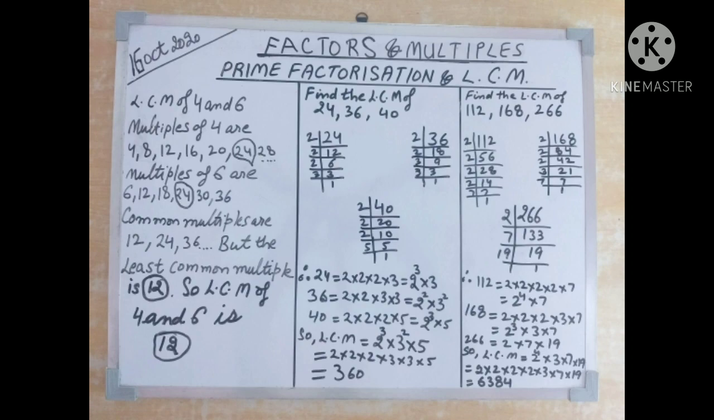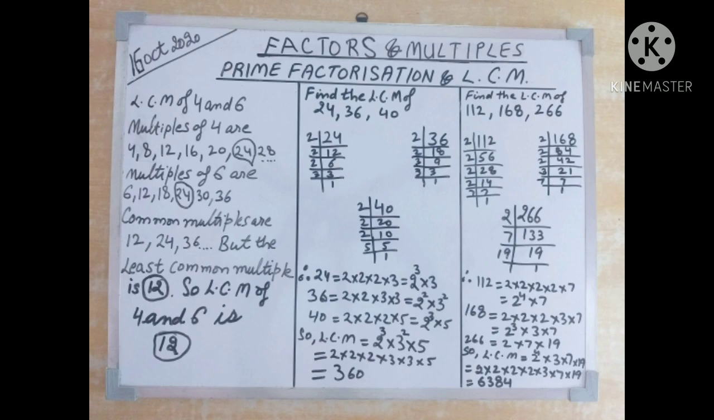Now see the last question. Find the LCM of 112, 168 and 266 by prime factorization method. Same way we proceed, we find the prime factors of 112, 168 and 266 separately. We find that 112 is equal to 2 into 2 into 2 into 2 into 7, that is 2 power 4 into 7. For 168 we have 168 is equal to 2 into 2 into 2 into 3 into 7, that is 2 cube into 3 into 7. And we have 266 is equal to 2 into 7 into 19.